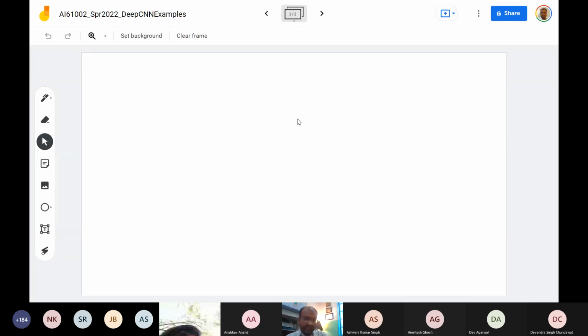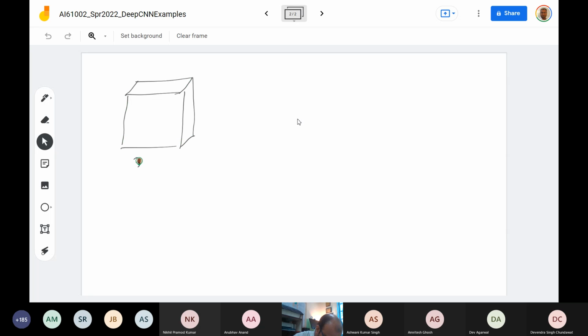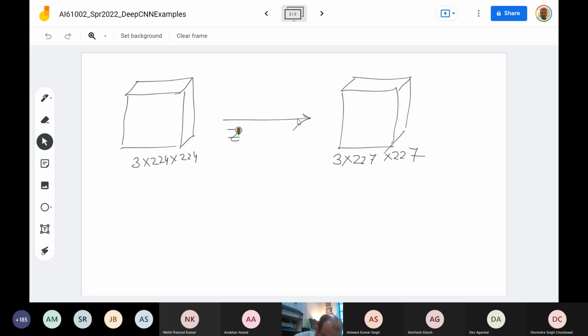One thing they modified was that for AlexNet to work, they changed the size of this image from 3 cross 224 cross 224 to 3 cross 227 cross 227, and they did not rescale, they just did zero padding. They changed it so that it is more compliant with their own architecture which they were using to solve it. That was the point of doing it.